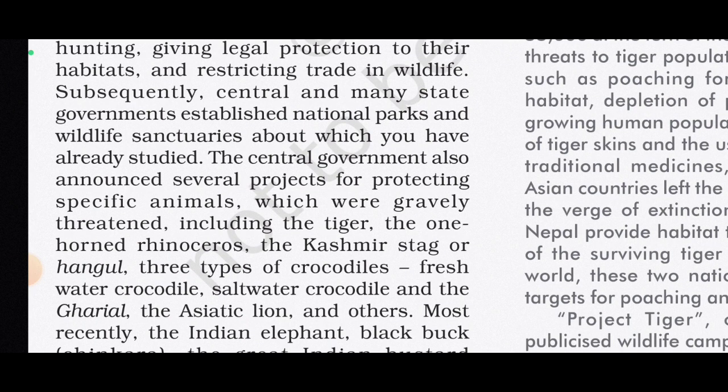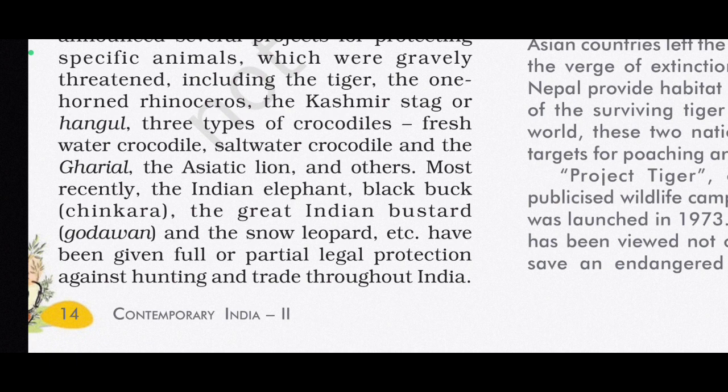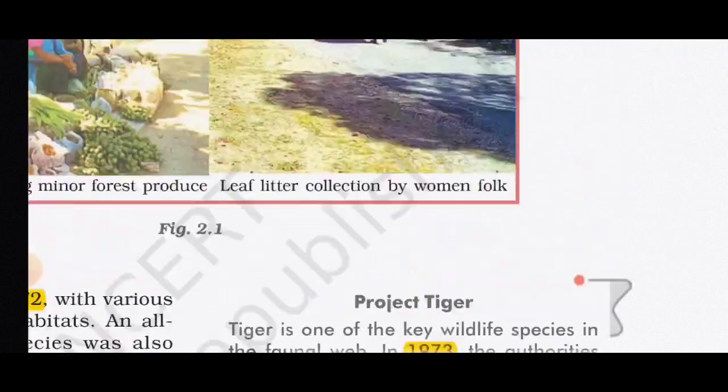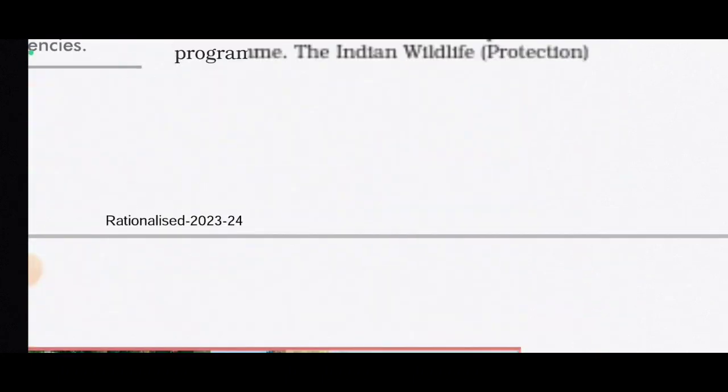The central government also announced several projects for protecting specific animals which are gravely threatened, including the tiger, the one-horned rhinoceros, the Kashmir stag or hangul, 3 types of crocodiles, that is fresh water crocodile, saltwater crocodile, and the ghorial, the Asiatic lion, and others. Most recently, the Indian elephant, black buck, chinkara, the great Indian bustard, that is Godawan, and the snow leopard, etc., have been given full or partial legal protection against hunting and trade throughout India.